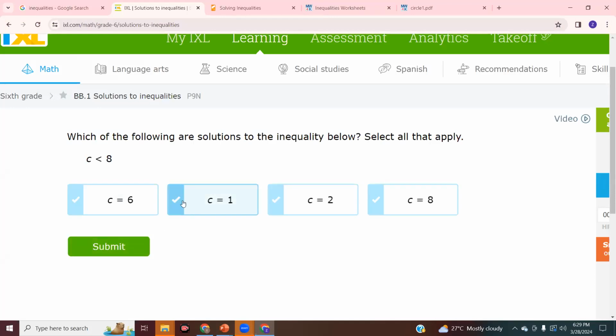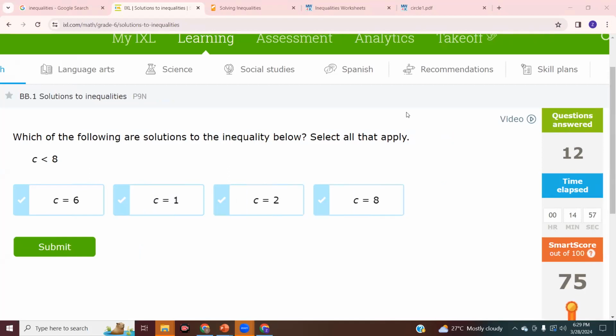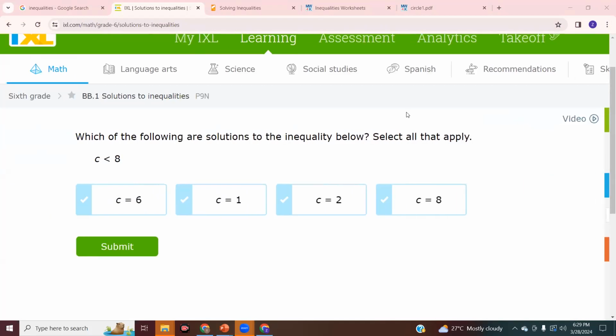Okay, this one says, which of the following are solutions to the inequality below? Which do y'all think the answer is? Here we have C is less than 8. What are going to be the solutions? It is C equals 6, C equals 1, and C equals 2. Very good. How about C is equal to 8? Do we include that? No, sir. Okay, good. So this is going to be that.